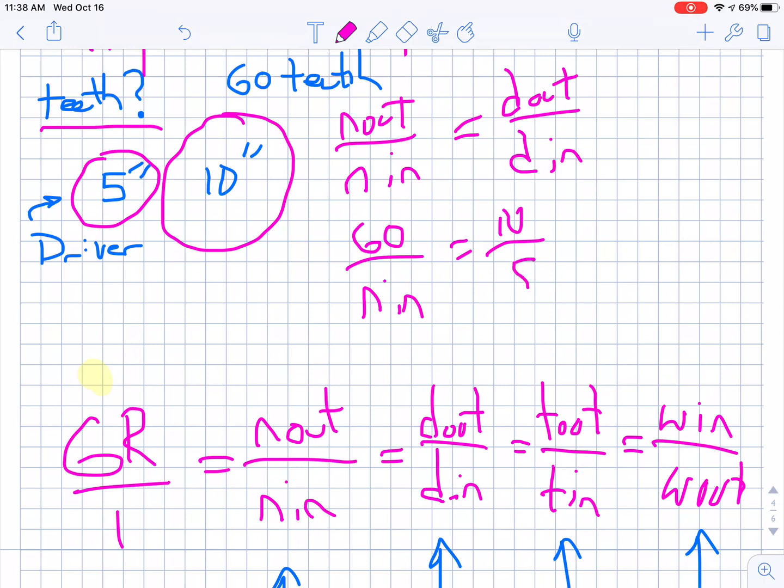From here, we just cross multiply. 10 times N in is 10 N in equals, and then 60 times 5, of course, is 300. And then we divide both sides by 10. And 300, of course, divided by 10 is 30. N in equals 30. So that's pretty much how all of them are.